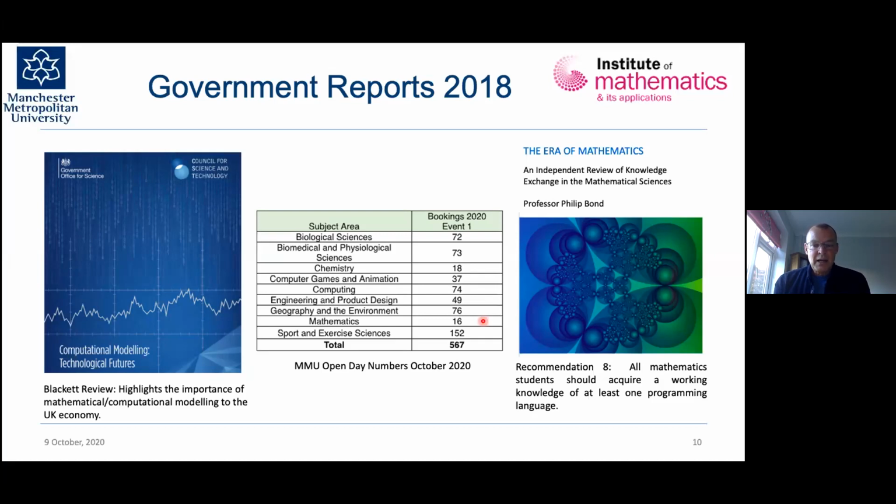And I'm not sure how many of you are aware that mathematics is the most popular A-level, and it has been now for a number of years. So at A-level, maths is the most popular subject, but you can see when it comes to university, mathematics is one of the least popular subjects at university level.